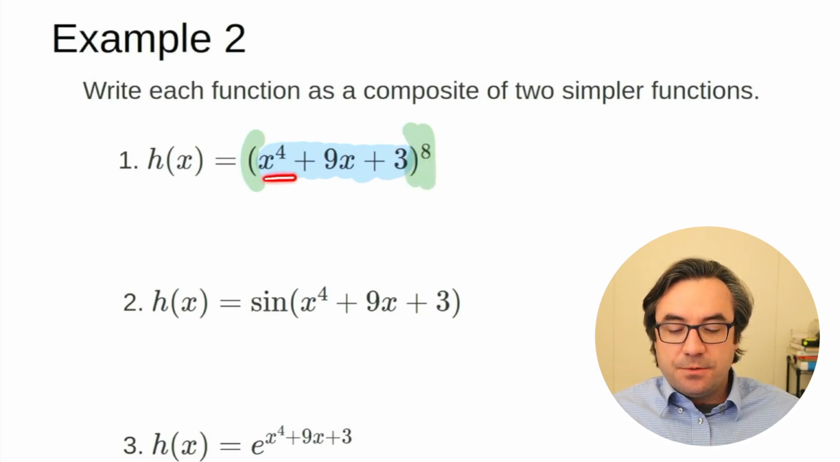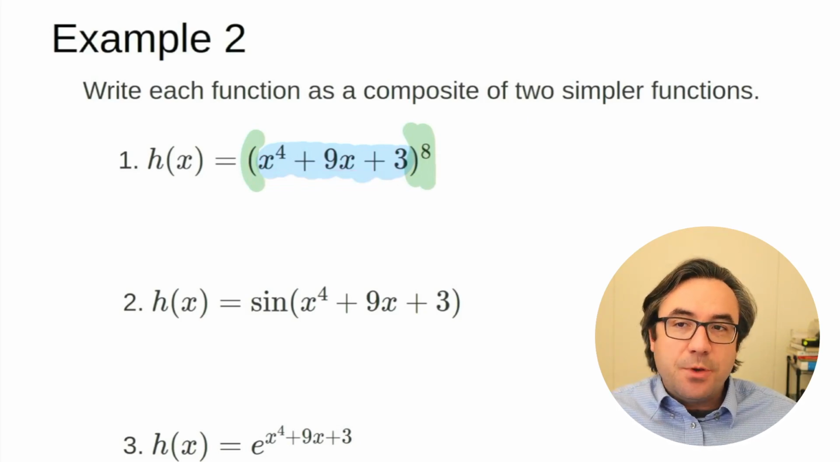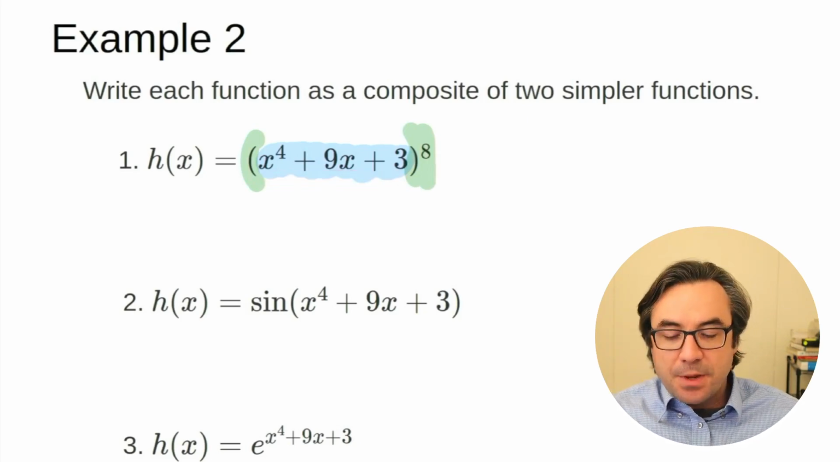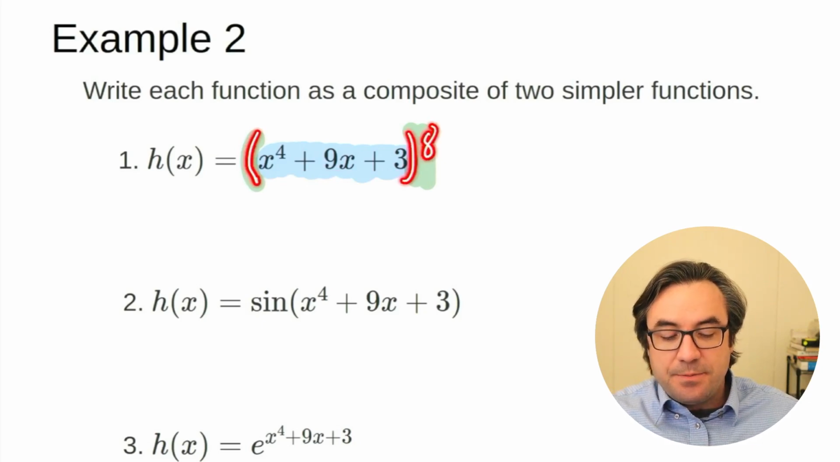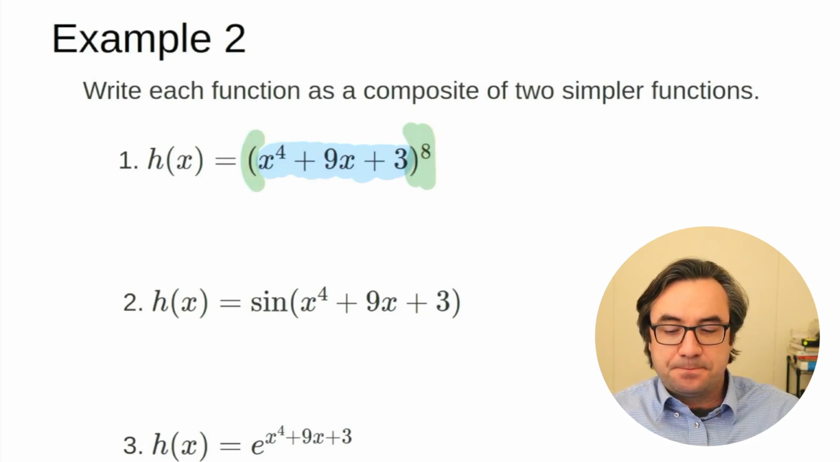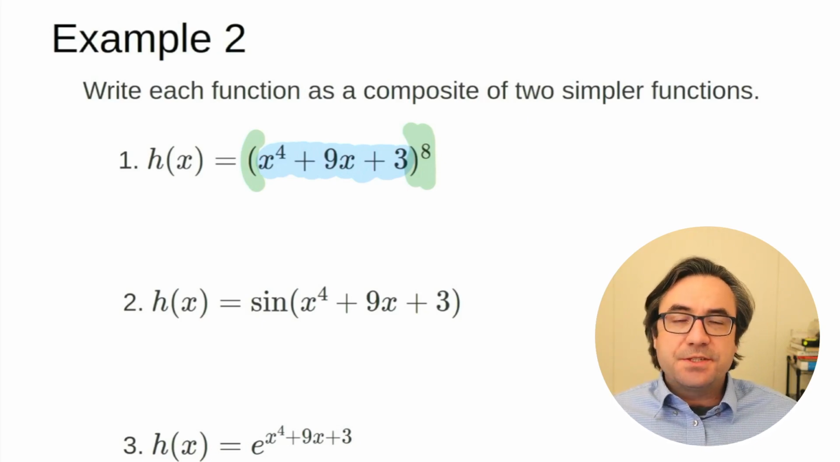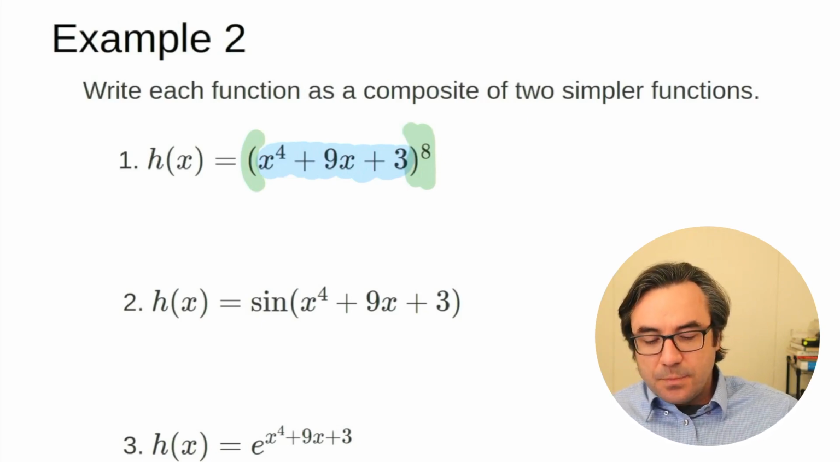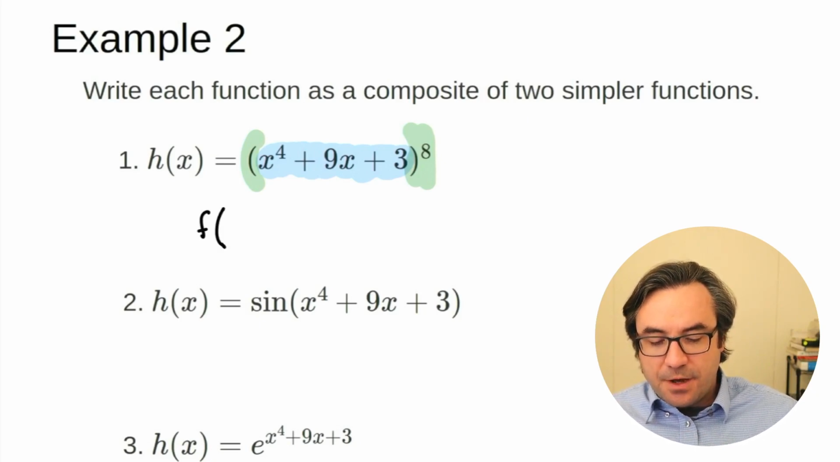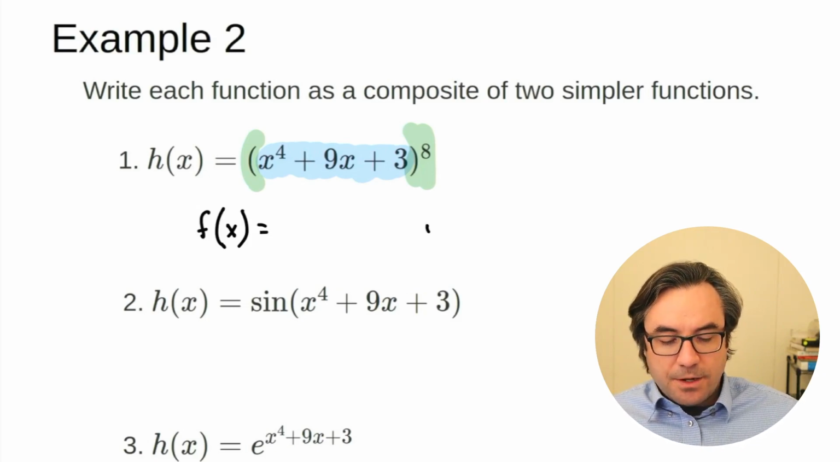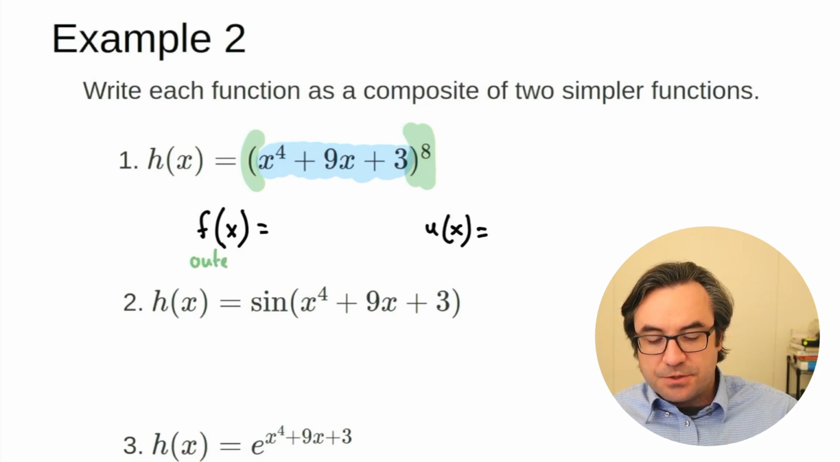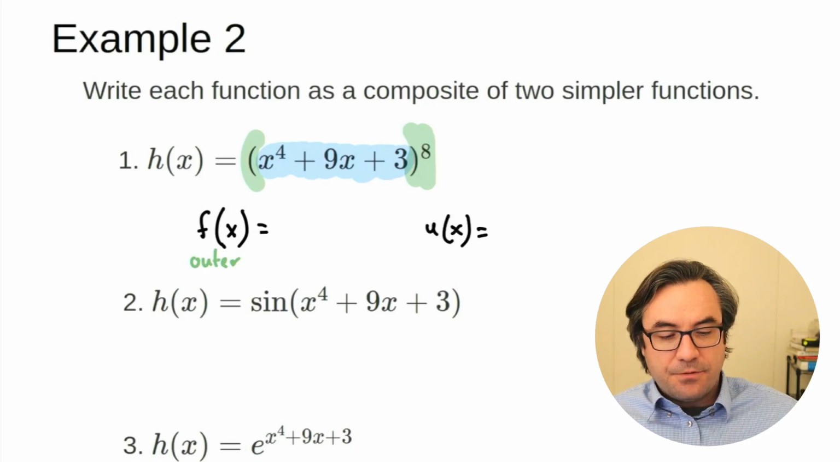So our inner function is going to be this polynomial x to the fourth plus 9x plus 3. And our outer function in this case is going to be this raised to the power 8. So when we do this, let's call our outer function f of x, and we'll call our inner function u of x. So our outer function, we'll call it f, and then our inner function, we'll call that u.